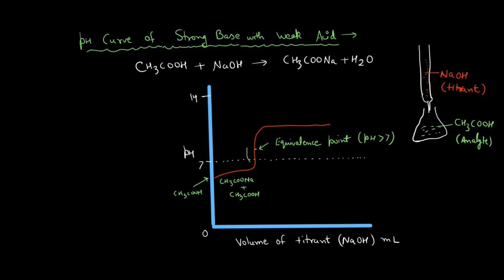There is a rise in pH here, and after that all acetic acid has been converted into sodium acetate, and we are still adding sodium hydroxide, and of course there is water everywhere. So we see that sodium acetate and acetic acid will behave as a buffer. So this is our buffer region, and this is our acidic buffer zone. So we have acidic buffer zone here.